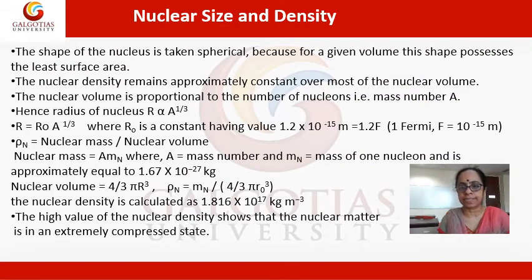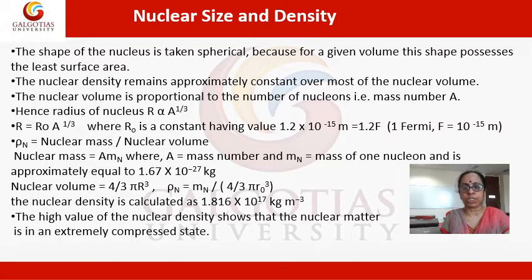The nucleus size and density. The shape of the nucleus is considered as spherical because the spherical shape possesses the least surface area. Nuclear density remains approximately constant over most of the nuclear volume. The nuclear volume is proportional to the number of nucleons. So nuclear radius R is proportional to A to the power 1/3, where A is mass number.